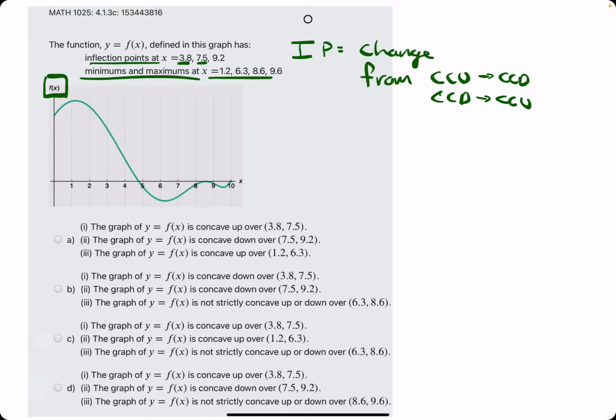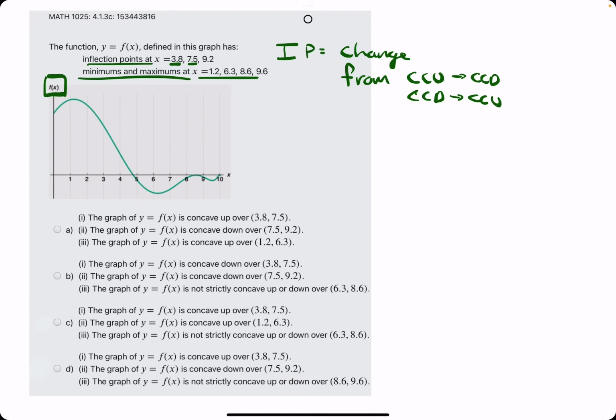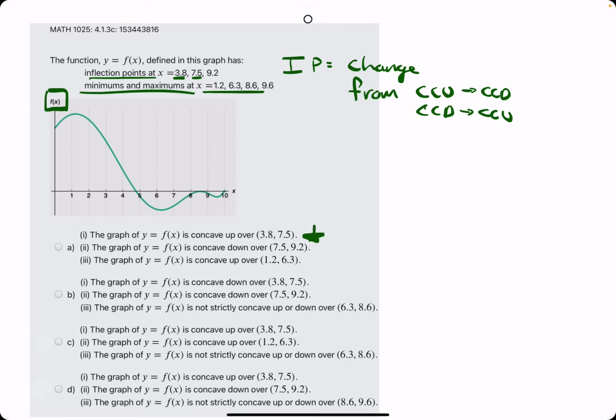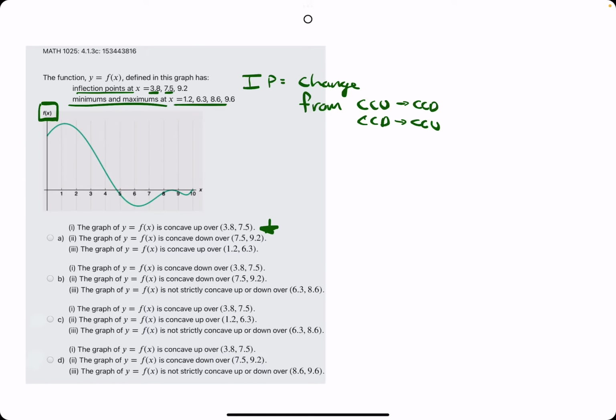They're also giving us maxes and mins, so we can see those a little more clearly. 1.2 is that max, 6.3 is the location of the min, then 8.6 max, 9.6 min. You get the idea. When answering this question, I usually recommend just looking at the statements and referencing the graph. If something is too close together to distinguish, the values up top can be helpful, but you can answer most of them without using them.